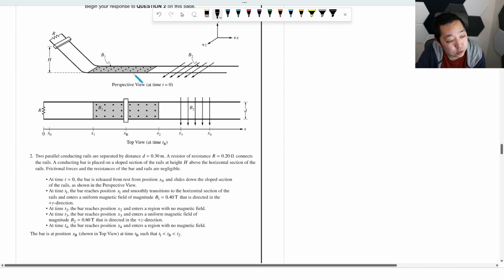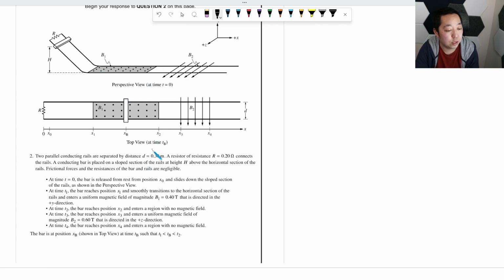Ooh, this is a weird picture. This is a cool picture. Two parallel conducting rails are separated by a distance d equals 0.3 meters. A resistor of resistance R connects the rails. A conducting bar is placed on the sloped section of the rails, above the horizontal section. Frictional forces and the resistance of the bar and the rails are negligible. At t equals 0, the bar is released from rest and slides down the slope section of the rails. At t1 the bar reaches x1, smoothly transitions to the horizontal section of the rails and enters a uniform magnetic field B1. At time t2 it enters a region with no magnetic field.